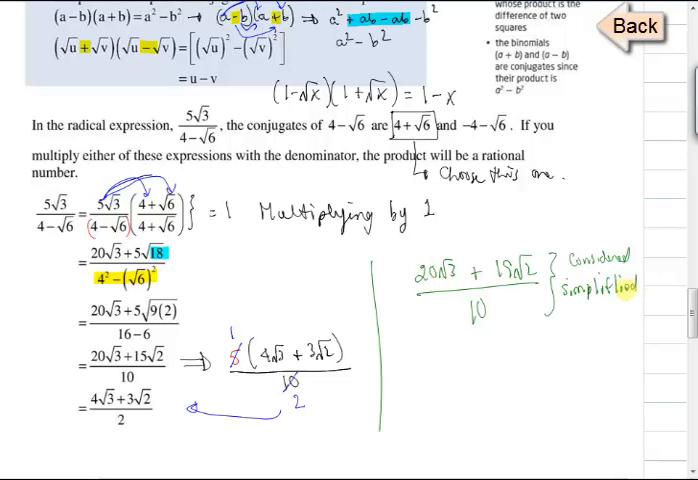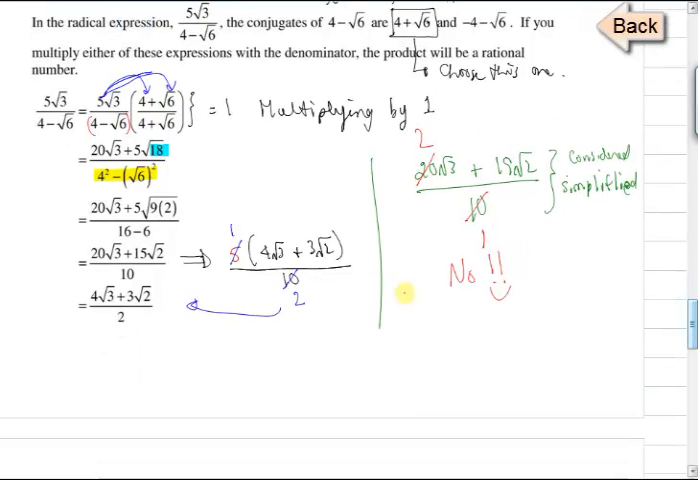Okay, and that's because we don't have a common factor in our numerator. The 20 and the 19 do not share a common factor outside of 1. So for those of you that like to do this, you can't do that. No. In other words, 2 root 3 plus 19 root 2 is not the answer.